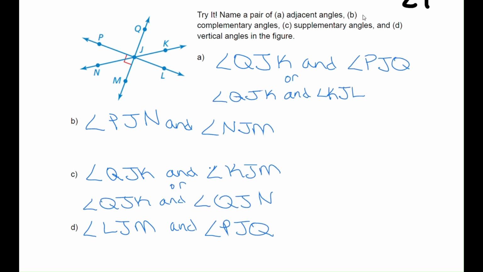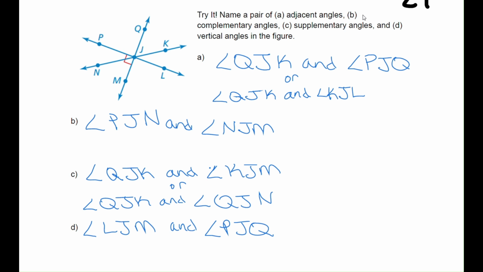Alright, so you should have paused the video and worked through it on your own. So for the first set, we had to find adjacent angles. So I gave you angle QJK. So you could have said angle PJQ or angle QJL could have been adjacent angles with that. For the next one, we had complementary angles, so that means they add to be 90 degrees, or they make a right angle together. So if we had angle PJN, then you should have said, oh, angle NJM would make a right angle with that. So they would be complementary angles.